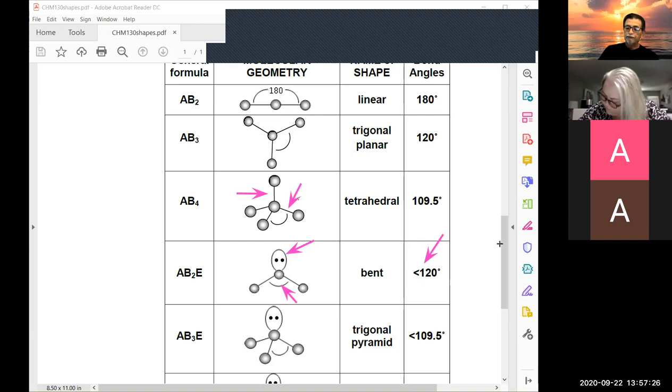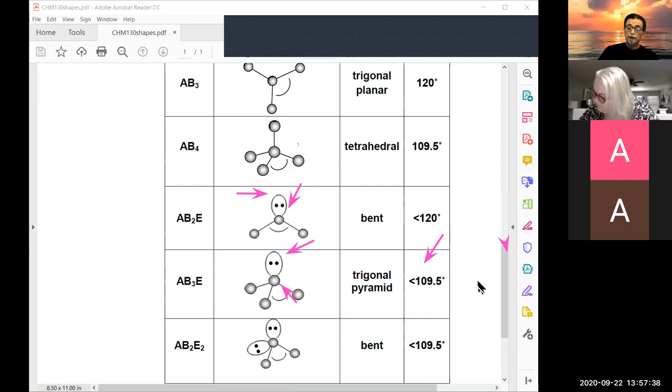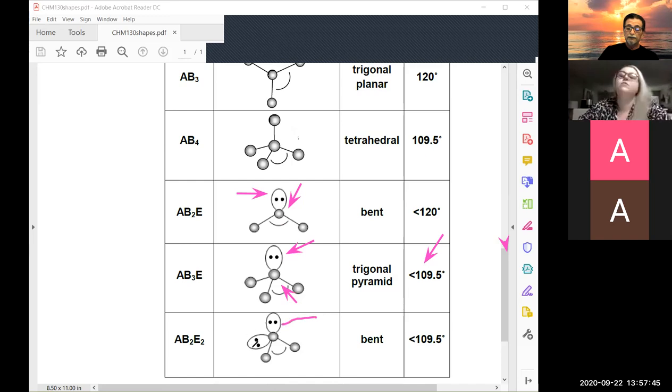Okay. And if we have 2 lone pairs, okay, they occupy a heck of a lot more space, causing that angle to be much, much less than 109.5. So that is what is meant by the bond angle.